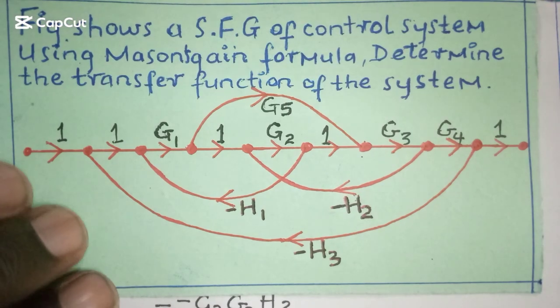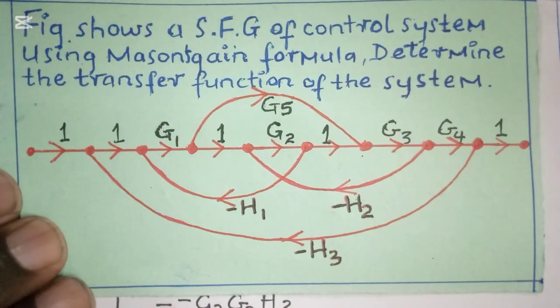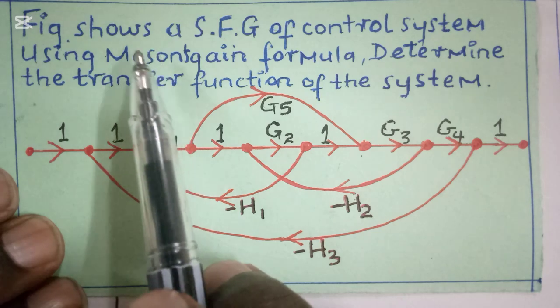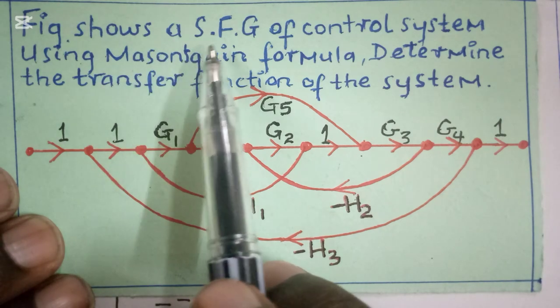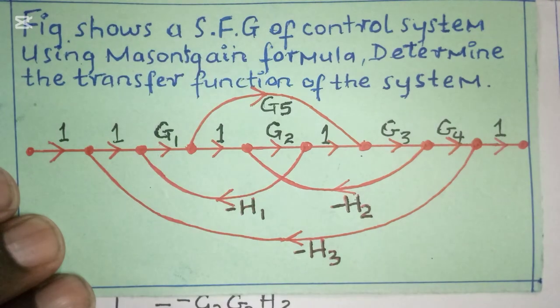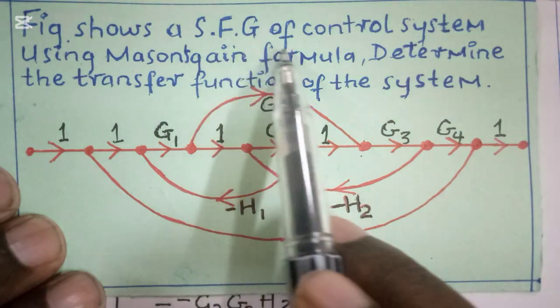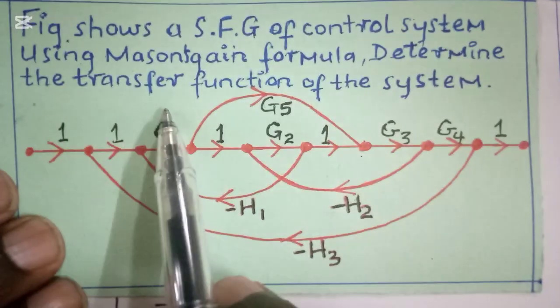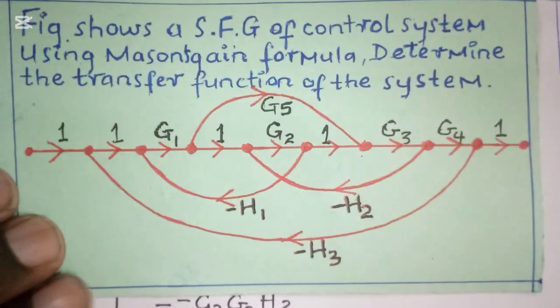Hi guys, once again we do this problem. I read the question first. Figure shows an SFG, that is, a signal flow graph of a control system. Using Mason's gain formula, determine the transfer function of the system.